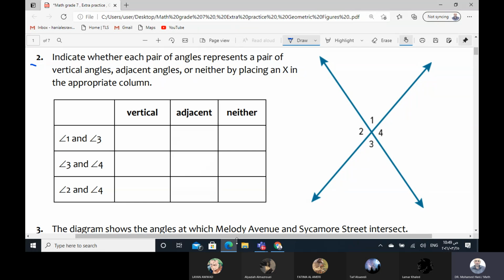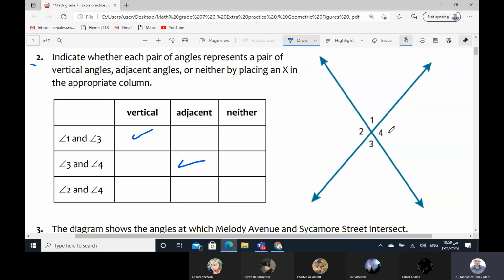Now, who can tell me about angle 1 and angle 3? Angle 1 and 3. Vertical, adjacent, or neither? Vertical. Great. Angle 3 and angle 4. Adjacent.